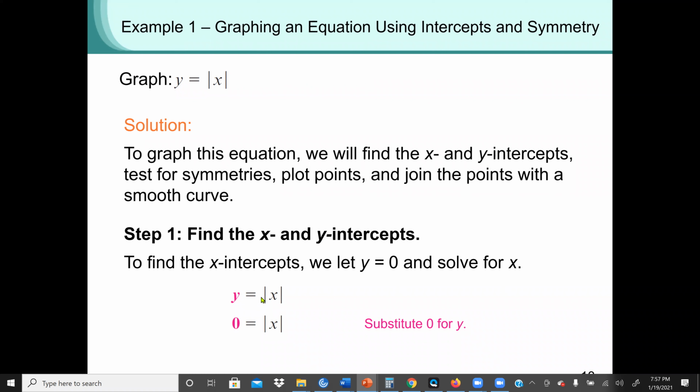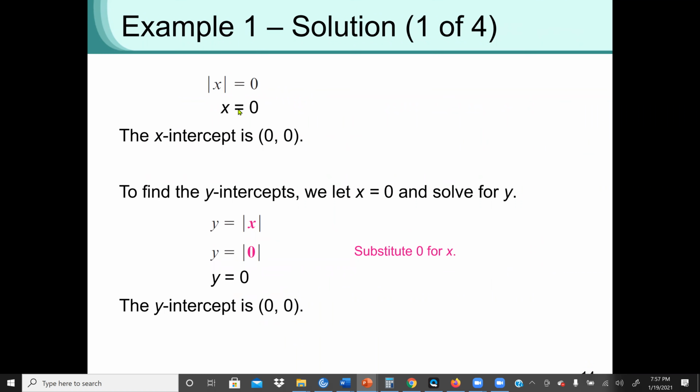So here we have y equals the absolute value of x. When y is 0, the absolute value of x equals 0, which means x equals 0. So the x-intercept is (0, 0). The same thing applies for the y-intercept: if x equals 0, the absolute value of 0 is 0. So we get (0, 0). So the x-intercept and the y-intercept are both (0, 0).